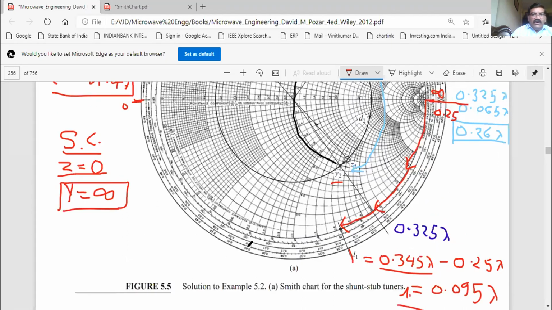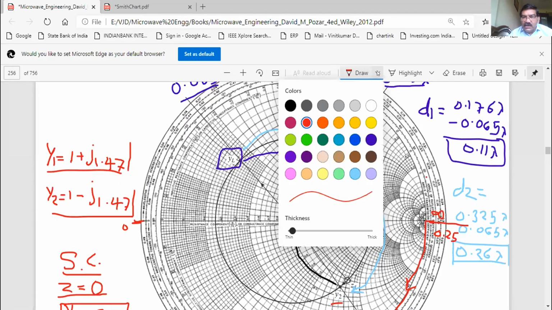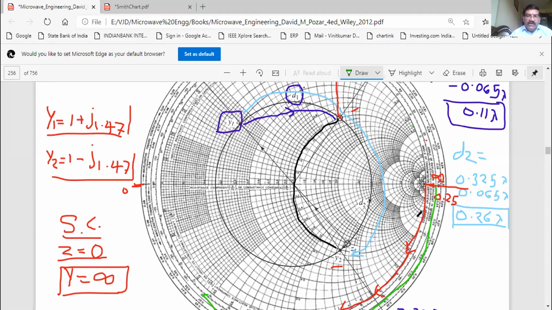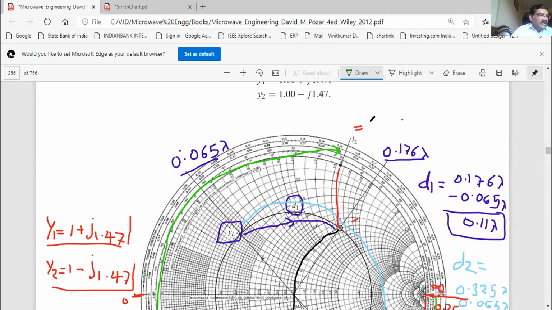Similarly, you have to get the value for L2. How will we get L2? I'll take another color for the understanding purpose. Now you have to take from here, till L2. I am going from the same reference start point, going on the circle, and I reach this point for L2.